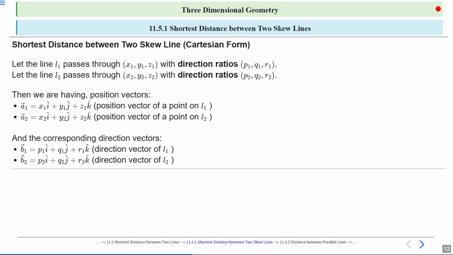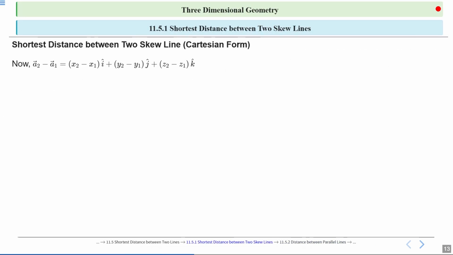And for line L2, the direction vector B2 vector is equal to P2 i cap plus Q2 j cap plus R2 k cap, with both position and direction vectors defined for each line. Now, A2 vector minus A1 vector can be written as (x2 minus x1) i cap plus (y2 minus y1) j cap plus (z2 minus z1) k cap.